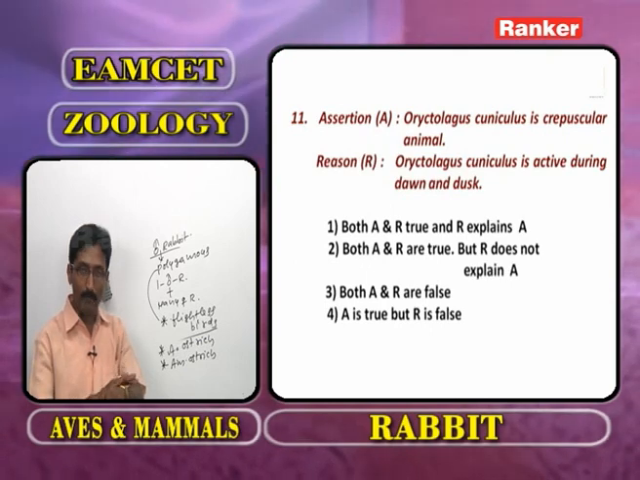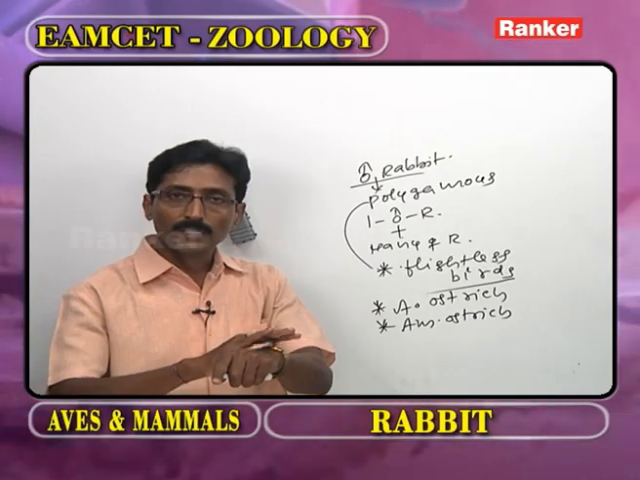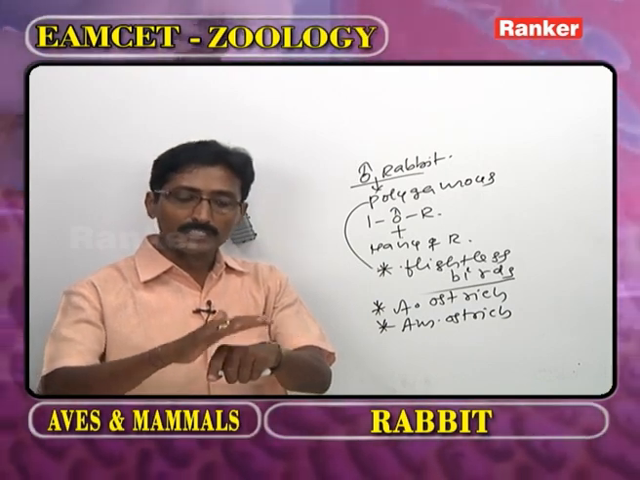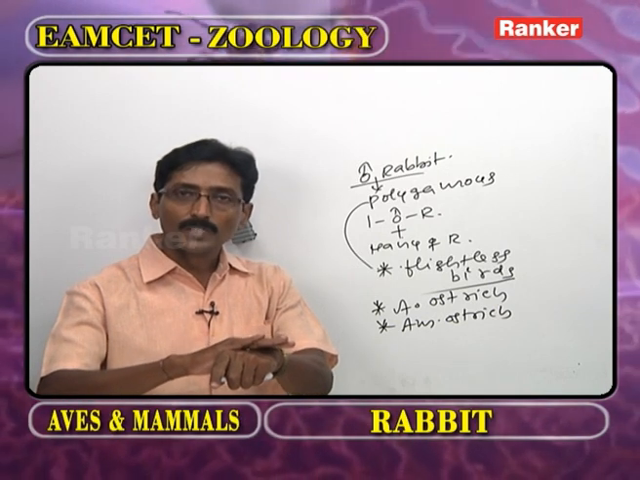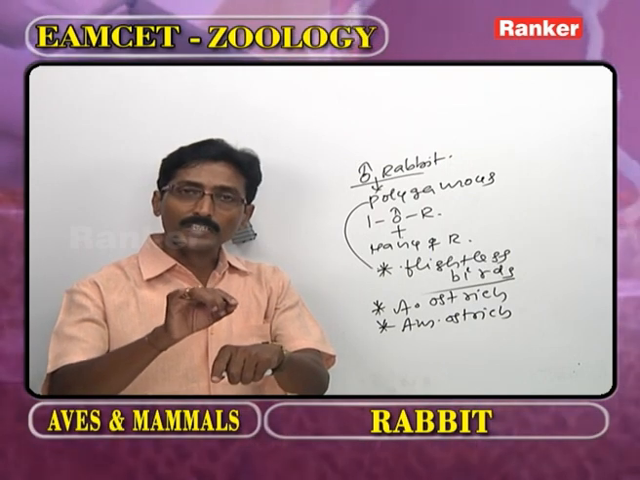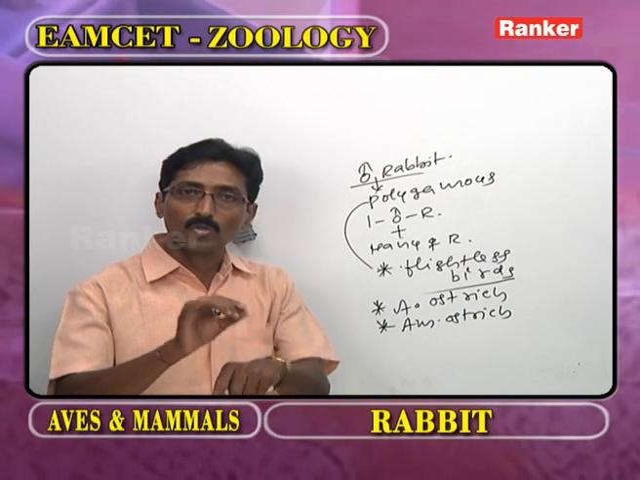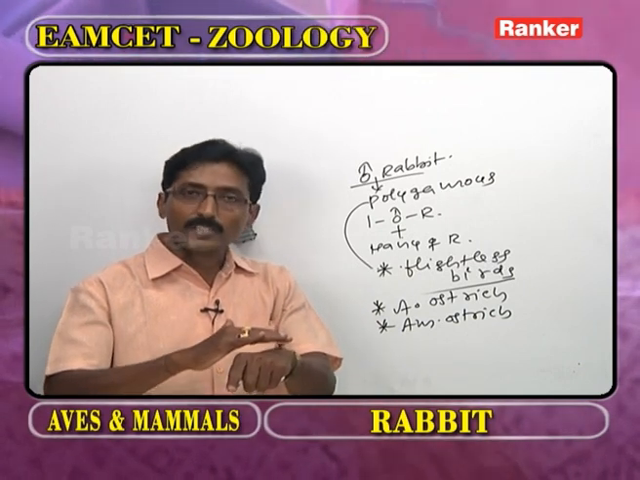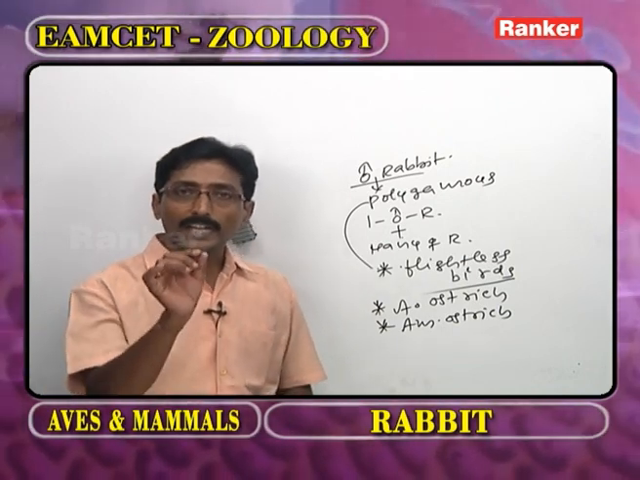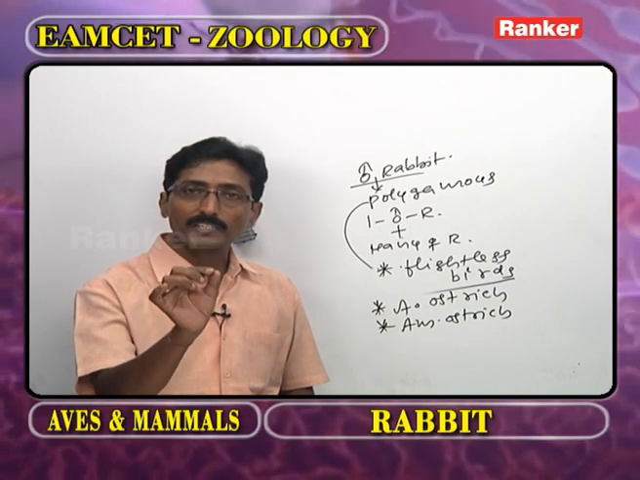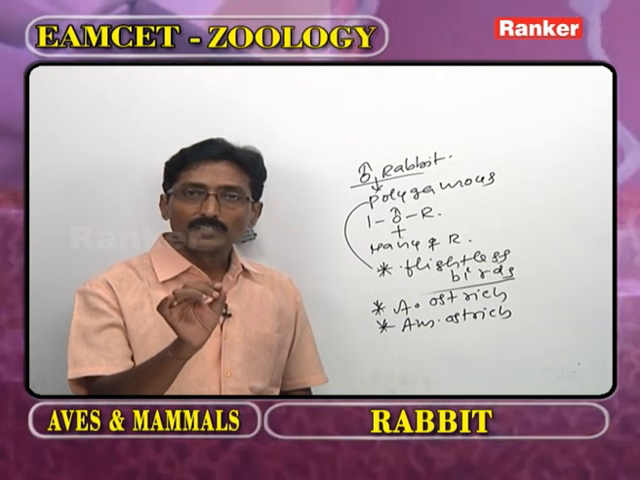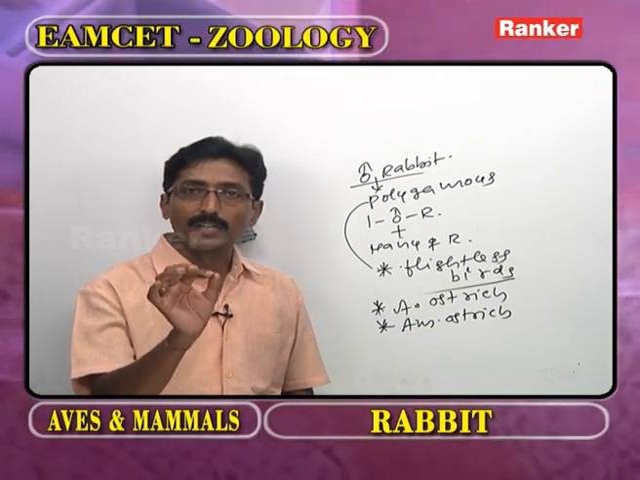Now the body of rabbit is covered by fur. Here we should not use the word hair. The body of rabbit is covered by fur. So in the body of rabbit, what are absent? Hairs are absent. Instead of hair, we have to use the word fur. The fur is used in the preparation of so many articles, and the rabbit flesh is very tasty and delicious. It gives recreation, so it is entertainment pet.